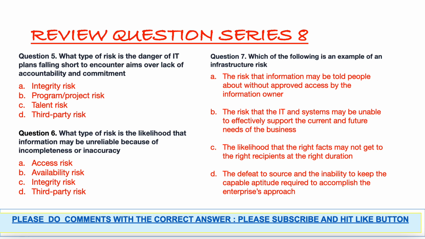Next, which of the following is an example of infrastructure risk? The risk that information may be disclosed to people without approved access of the information owner. The risk that the IT system may be unable to effectively support the current and future needs of the business. The likelihood that the right fact may not get to the right recipient at the right time. And at last, the failure to source and the inability to keep the capable talent required to accomplish the enterprise approach.